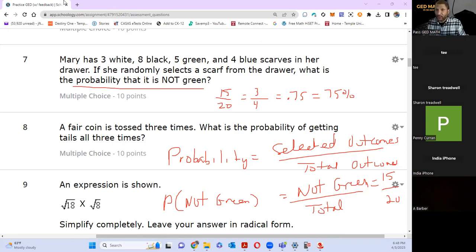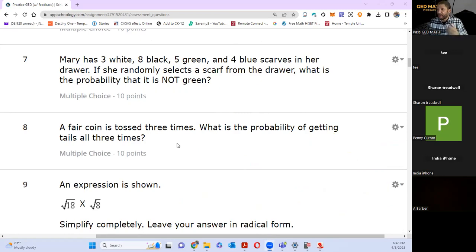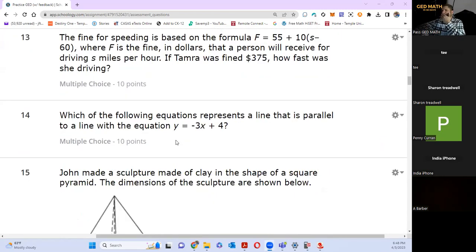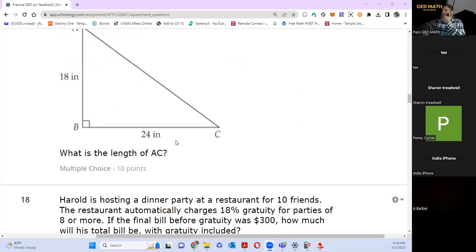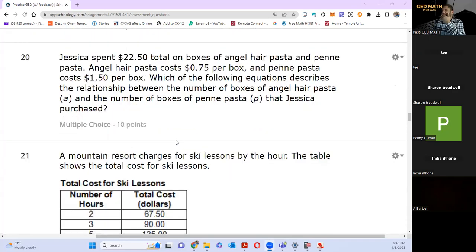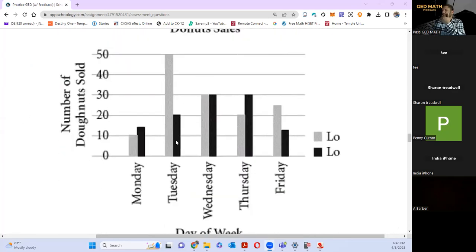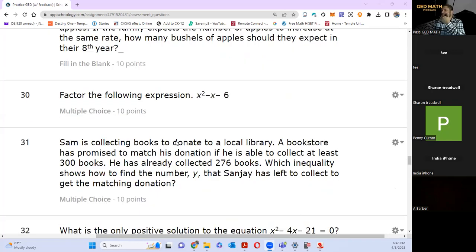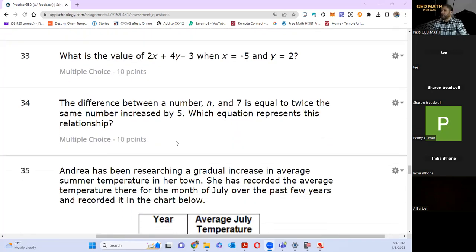Let me see if I got an example of that real quick. Let me save this. Let me clear it. Let me see if I can find a compound probability. I don't think I have one here. I'm gonna have to go to my probability section.